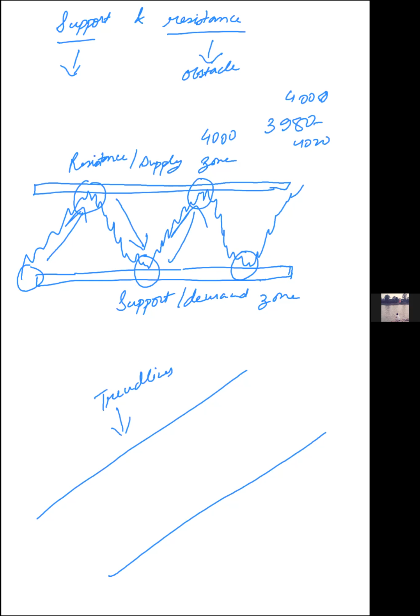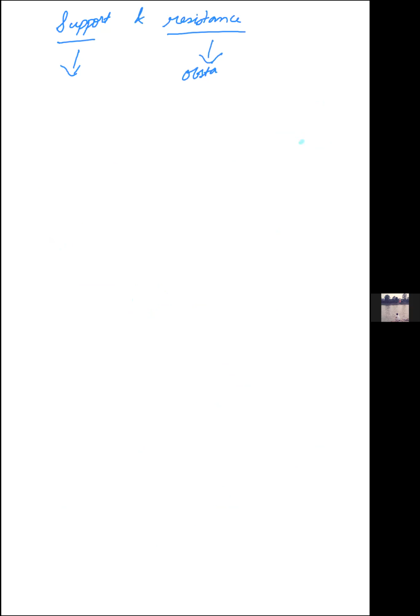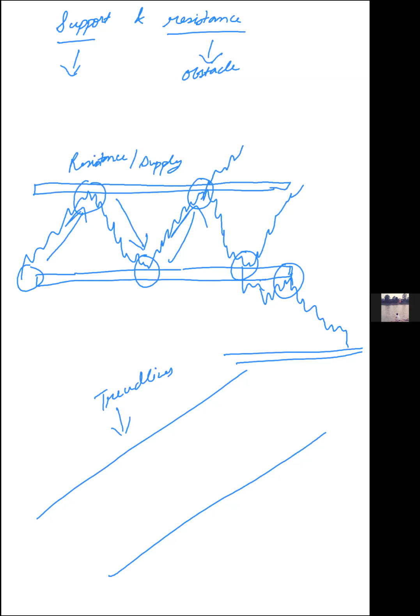If this support is broken like this, now this support has become a new resistance for this stock, and the stock will now behave like this until it finds a next support on the chart. And if the resistance is broken out here like this, so this earlier resistance zone will now act as a support zone for the stock, and it will move upwards until it finds another support. This is how support and resistance zones work.